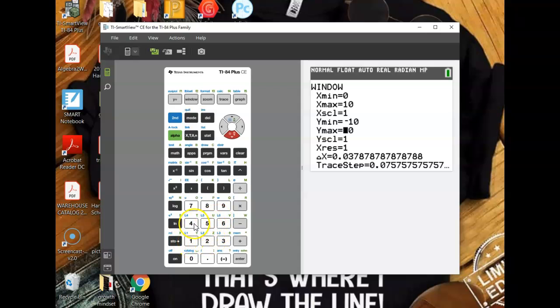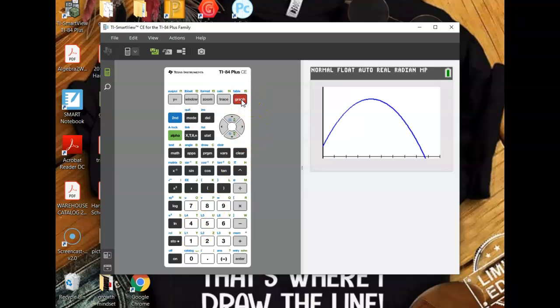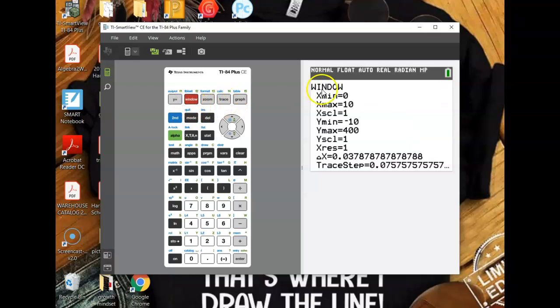I don't know. What did you try? 400, 500? I have no idea. Ooh, mine's looking pretty good. So I have 0 to 10. The scale is how it's counting by tick marks. So it's going to put 10 tick marks in there.